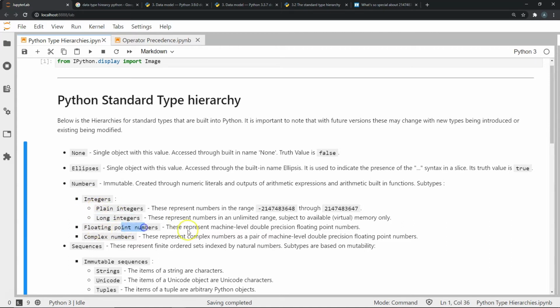And as we know, floating point numbers represent machine-level double precision floating point numbers, or numbers with a decimal point and a component after that. Complex numbers are numbers that contain a floating point number that represents a real part and a floating point number that represents an imaginary part. So these are the types of numbers.